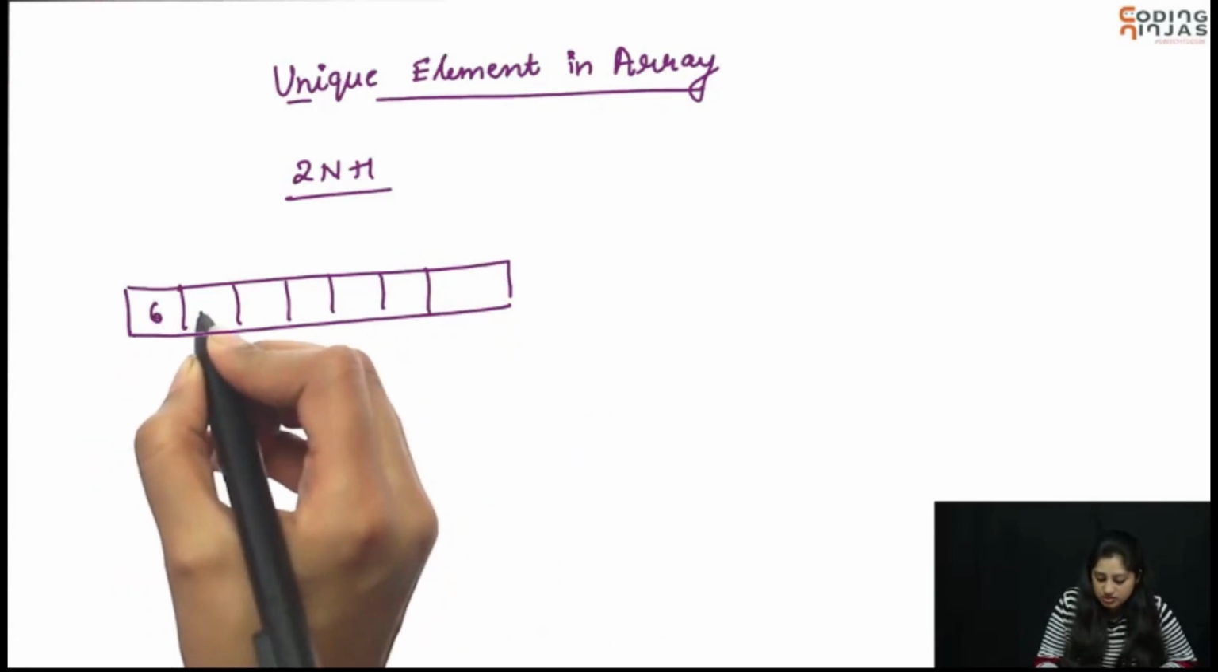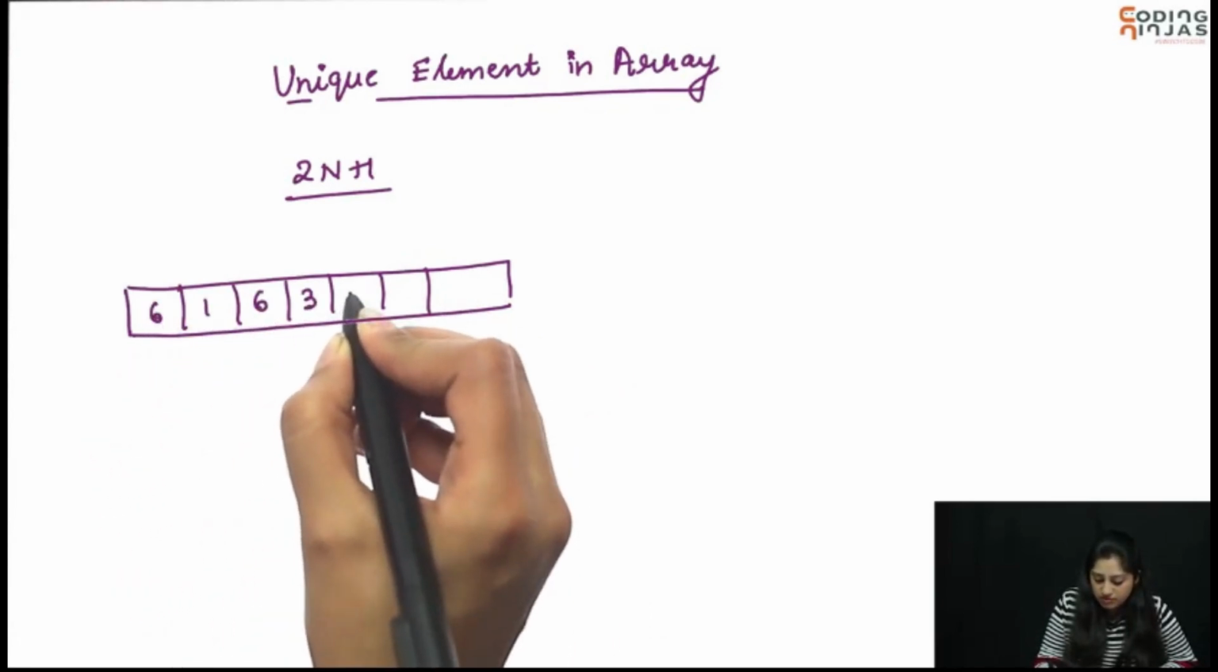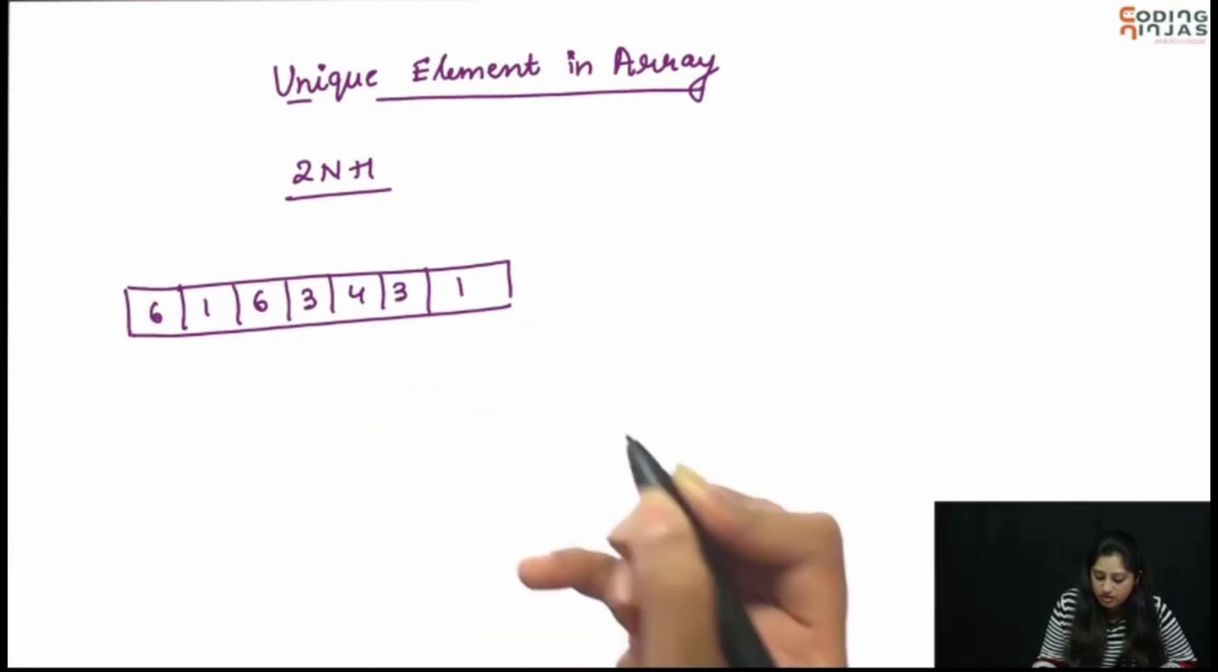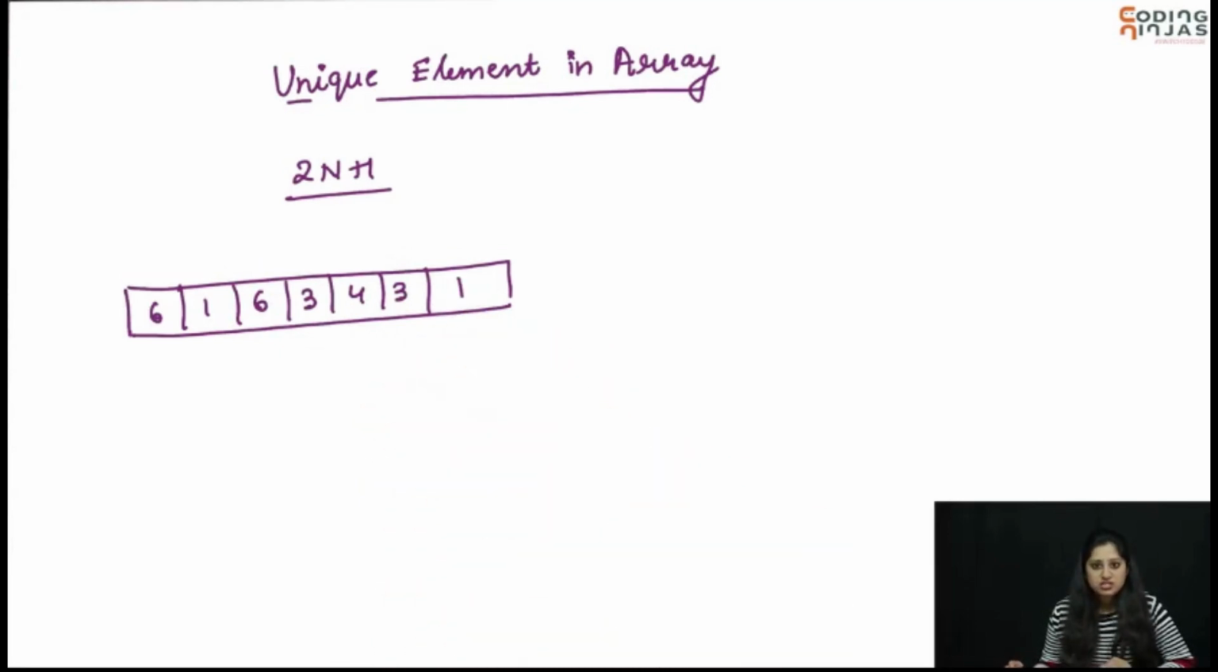Right, so 6, 1, 6, 3, 4, 3, 1. Suppose I have an array like this. So I have to find out the unique element. This is my task. So how should we actually proceed about solving this?